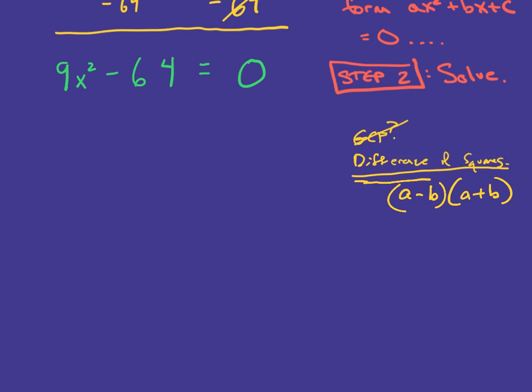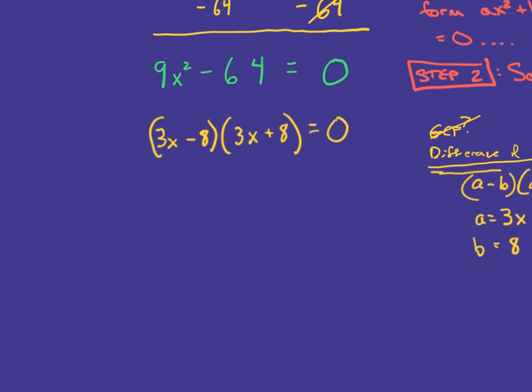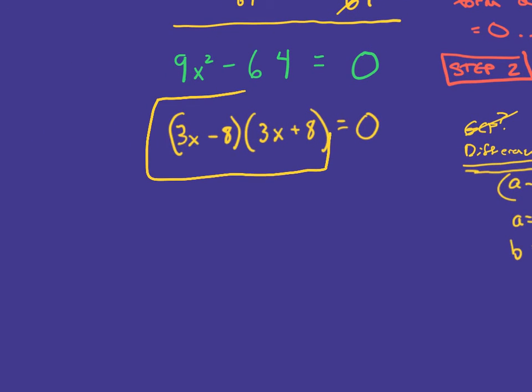A is just the square root of the first term, which would be 3x, and then the square root of x squared would just be x. And b, I mentioned before, square root of 64 is 8. So if you can determine what a and b are, then you're just saying a minus b, and then a plus b equal to 0. And that, of course, would be your step 1 answer. And your step 2 is just isolating those parentheses and setting them equal to 0.